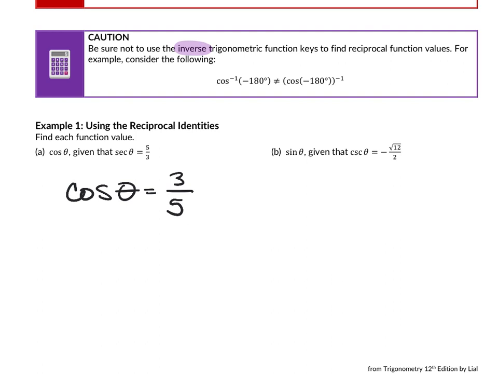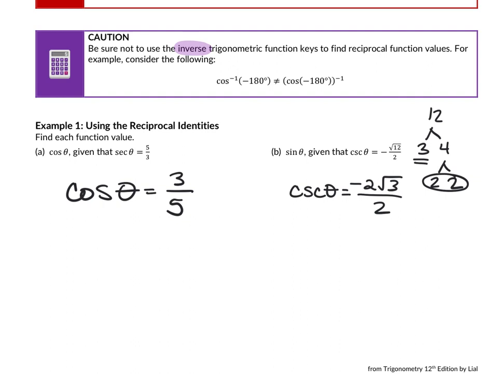Part B says, find sine of theta given that cosecant of theta is negative square root 12 over 2. Well, before we really do anything, I'm going to take this value right here and I'm going to reduce that fraction and that radical. So if I were to take 12 and break it down, what does 12 break down to? 3 and 4. What does 4 break down to? 2 and 2. So if I were going to simplify this radical, it would have a pair of 2's that pop out and a singleton 3 that stays underneath the radical. So I'm going to redefine cosecant of theta as negative 2 square root 3 over 2.